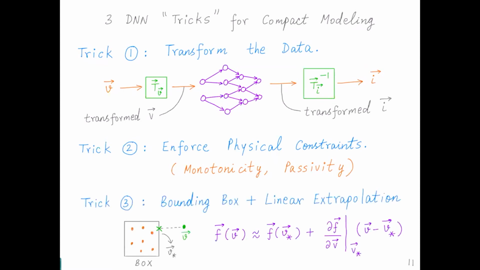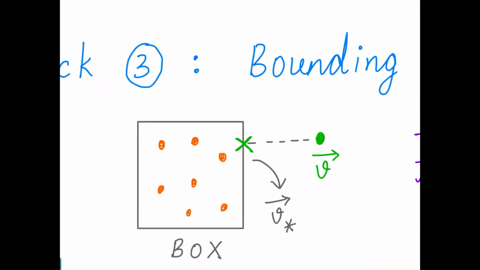And the third trick that we learned is to do extrapolation the right way. So for example, let's say that your data falls inside this gray box over here. In the course of a circuit simulation, you can query the data at this vector v here, which is well outside this box where the data is. And neural networks are generally very bad at extrapolating to points that are well outside the range of the available data.